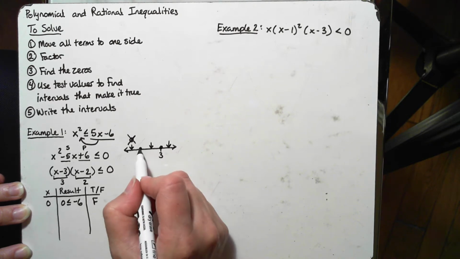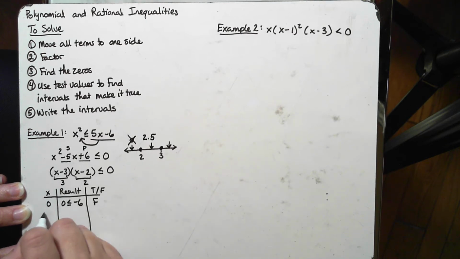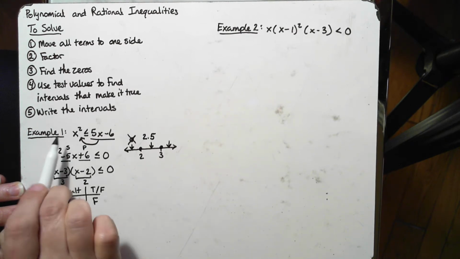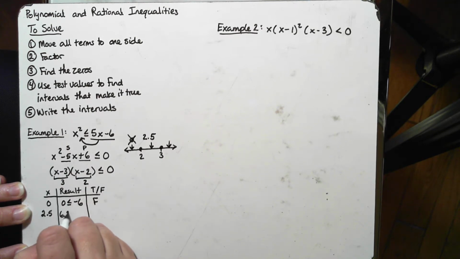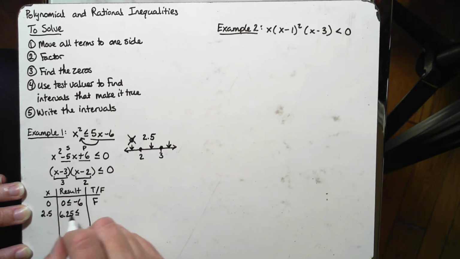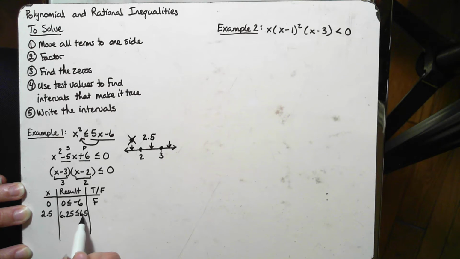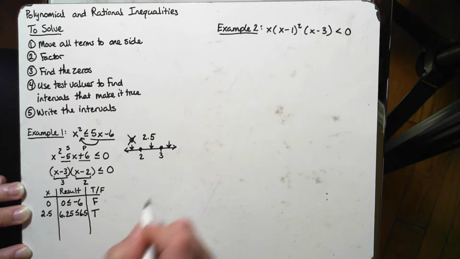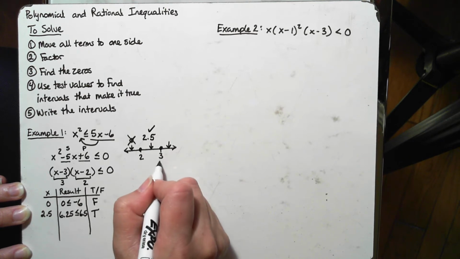Now I'm going to pick something between these, like 2.5. If I put 2.5 into my original inequality, 2.5 squared is 6.25. And if I put in 2.5 over here, I get 6.5. This is actually a true statement. 6.25 is less than 6.5, so that's true. So I know the values in between 2 and 3 actually work.